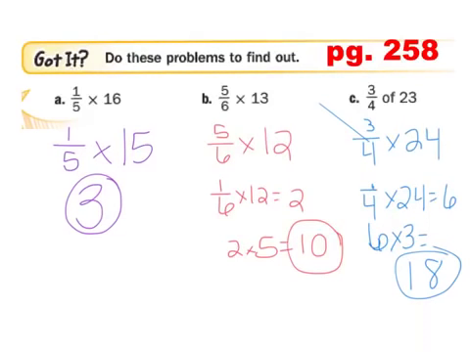Alright, so these might look a little bit confusing, but for letter B, I changed 13 to 12. 1/6 of 12 is 2, but since there are 5/6, I multiplied by 5 to get 10. For letter C, I changed the 23 into a 24. 1/4 of 24 is 6, and then there are 3 of them. 6 times 3 is 18.